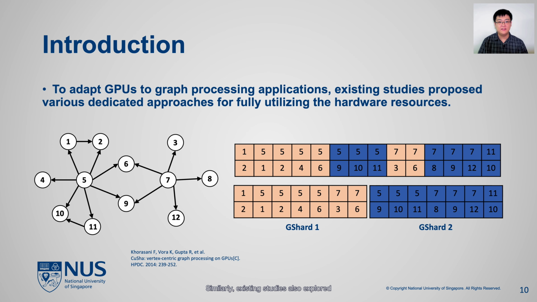Similarly, existing studies also explore dividing the original graph into fixed-size shards and assigning the edges with adjacent indexes to the same shard. When performing graph processing, shards are consumed in order. This not only improves load balancing, but also makes concurrent memory access more correlated.